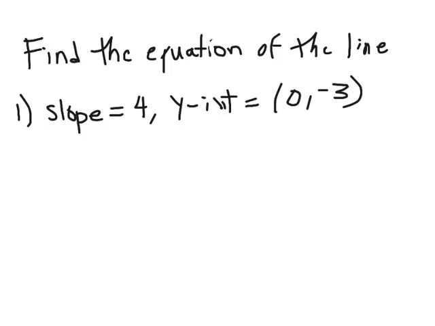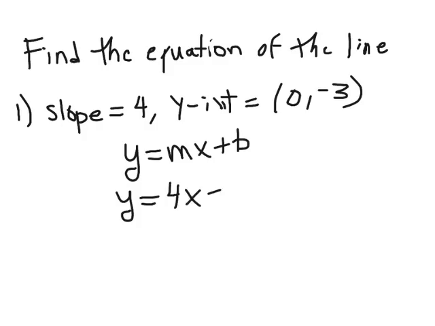Alright, well this is a very, very simple one. You should recognize that I gave you the slope, I gave you the y-intercept, so you should use slope-intercept formula, y equals mx plus b. So this one, really no work to do, y equals 4x minus 3. That one's as easy as they come pretty much.